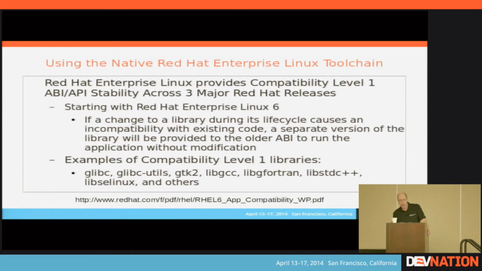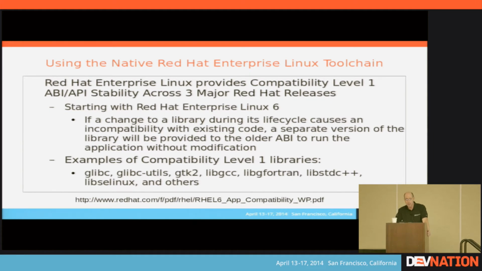So let's talk a little bit about developing applications on Red Hat Enterprise Linux using the native toolchain. Red Hat Enterprise Linux provides a compatible API across 3 major Red Hat releases. We talked about the 10-year life cycle for RHEL. So if you develop an application using the native tools, following some guidelines I'll talk about in a minute, your application will run across 3 Red Hat major releases.